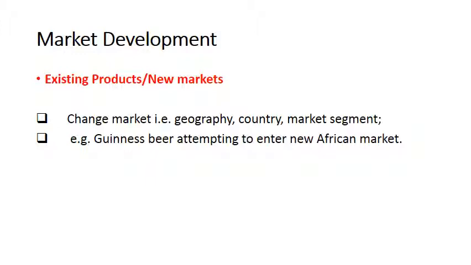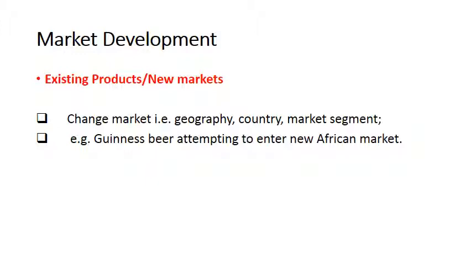Therefore, you need to go out and find new markets to go into, even though your products are the same. You're taking the exact same products, but you're just going into a different location. A great example of this is those of you who are familiar with Guinness beer will know that Guinness originally was made to be sold in countries that have colder climates.